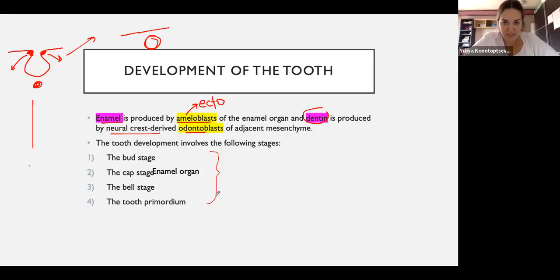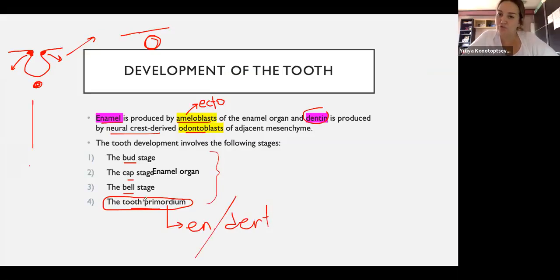Unfortunately it had shifted here, but I will show you. The entire tooth development can be divided into 4 stages. The first is called bud stage, cup, bell, and finally tooth primordium. In a way, tooth primordium stage is a ready tooth, because in this stage you will see enamel and dentin. They're already there. So as a result, this tooth is more or less ready. Of course, there are some additional things which must be added, but more or less tooth primordium is ready.